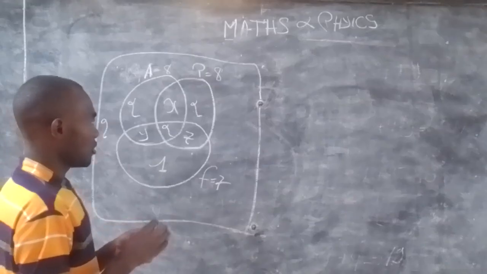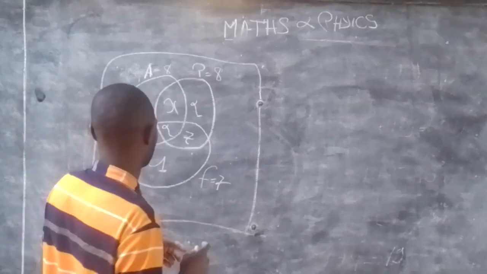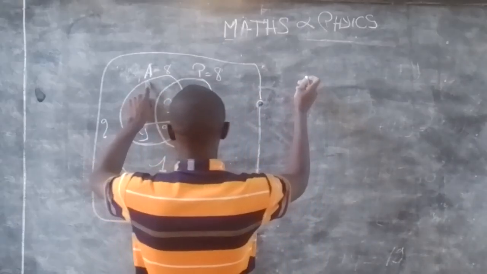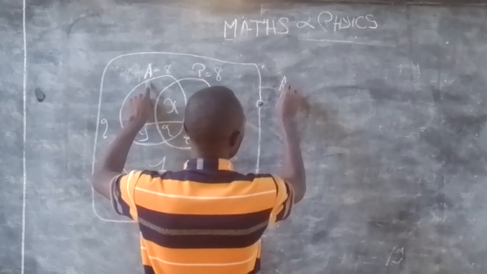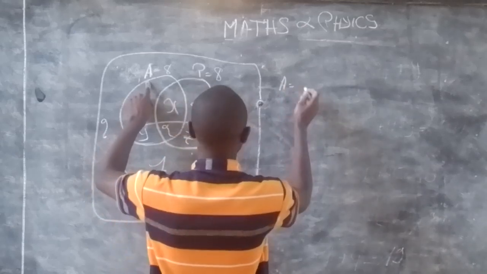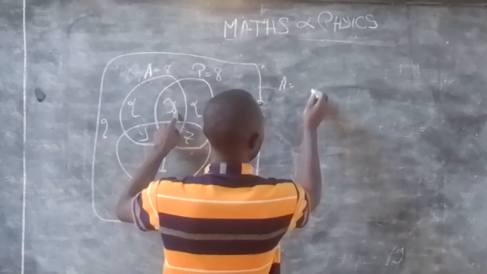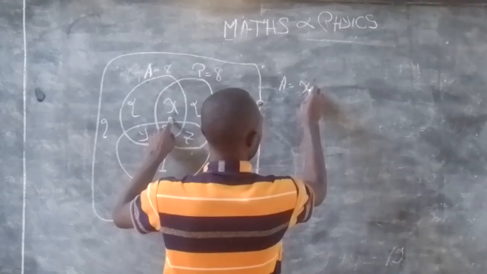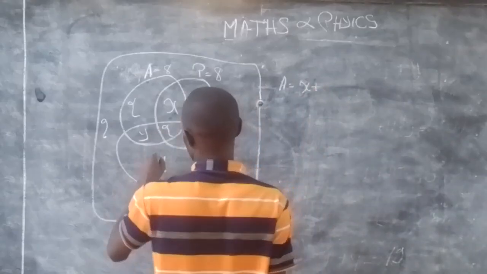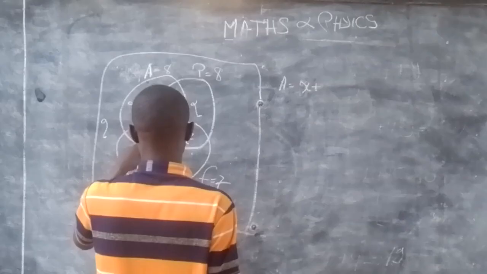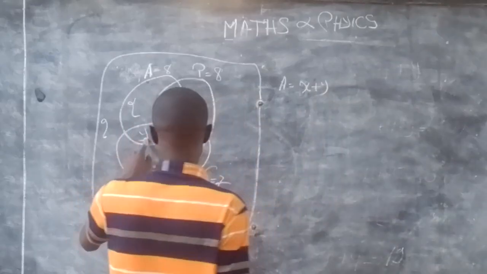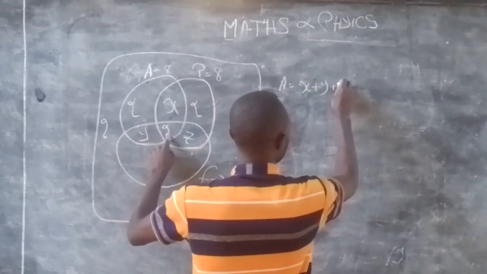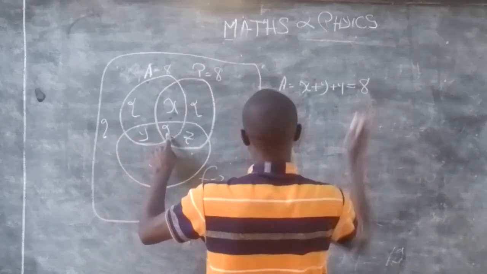This is how we are going to start. Let's start. Here we have the academic board: A equals x plus y plus 2 plus 2 again plus 4, equal to 8.